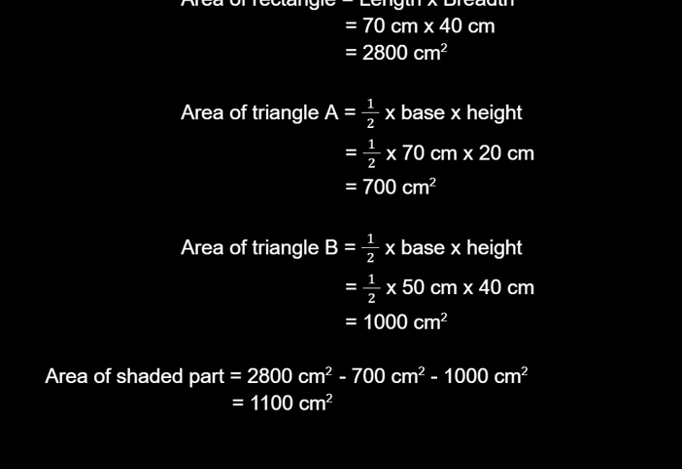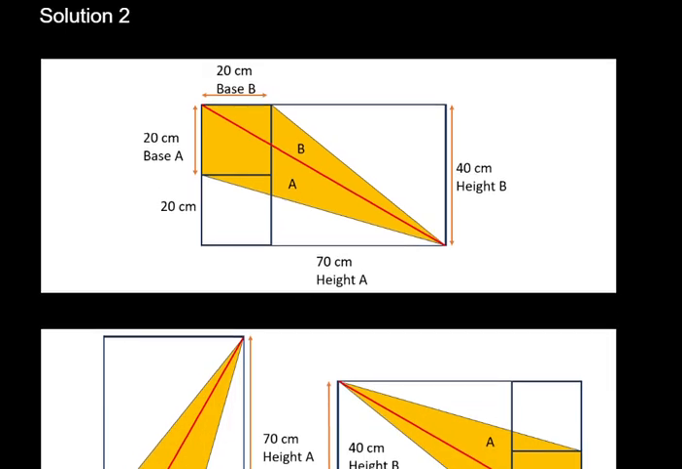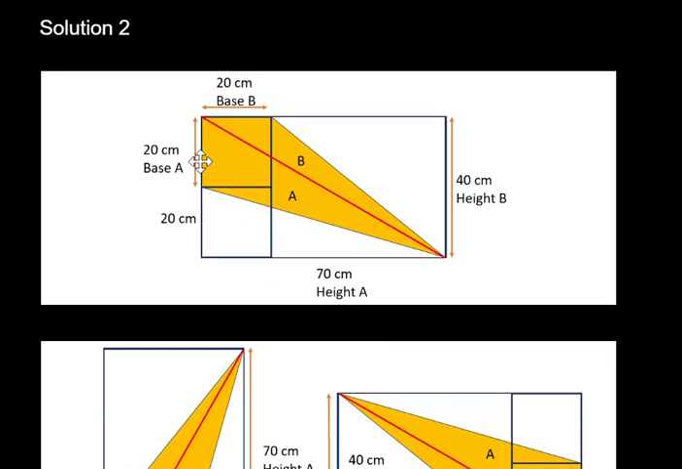Okay, now let's look at the second solution. This is another way of doing it. Based on the question that is given, I draw a diagonal line that cuts this shaded part into two triangles. I call it triangle A and I call it triangle B.